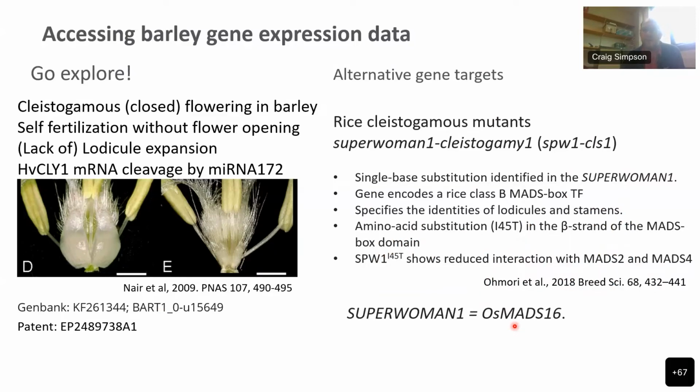One of the main mutants that's commonly described and commonly used is a gene called Superwoman1. This encodes a rice class B MADS box transcription factor, and it's specifically expressed in lodicules and stamens. The mutation is a substitution, and what happens is you get a reduction in the interaction with two other MADS box transcription factors, which leads to the closed flower phenotype.